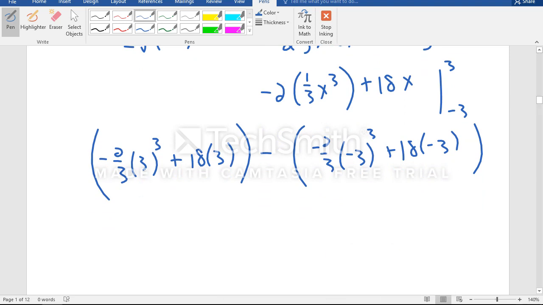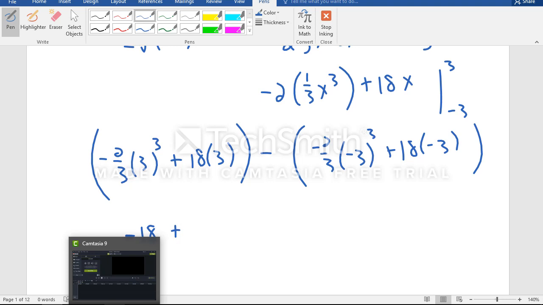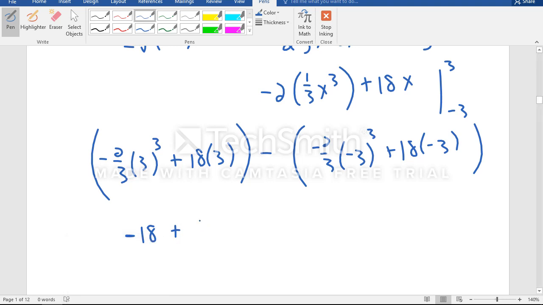All right, so I have 3 cubed is 27, divided by 3, and then times 2, right? If you think about this for a second, 3 cubed divided by 3 is 3 squared. So 3 squared is 9, times 2 is 18, so I got -18. And then I have 18 times 3 is 54. I don't know why that keeps popping up on me.